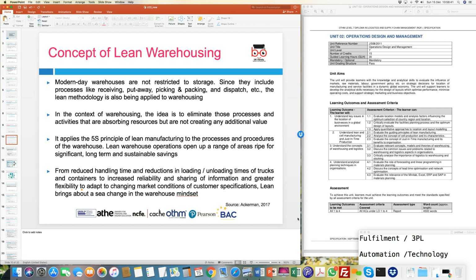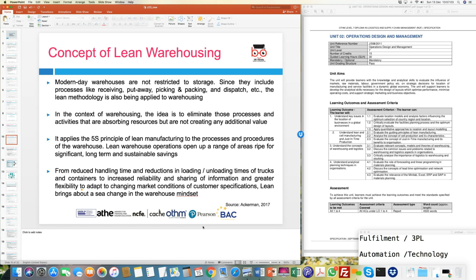So here, apart from the actual storage which is going to happen, we also need to look at things which will allow us to pick, sort, package, and then ship the product. So the concept of lean warehousing comes in, and the idea here is to eliminate those processes and activities which take a lot of time.